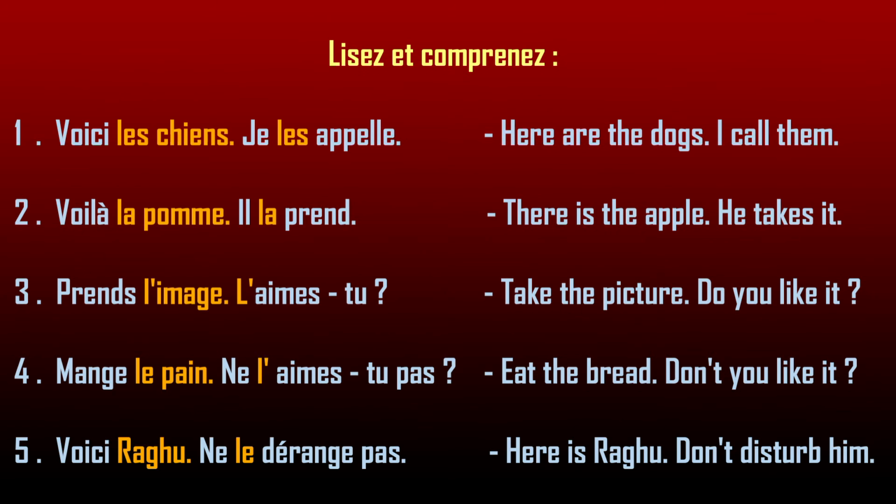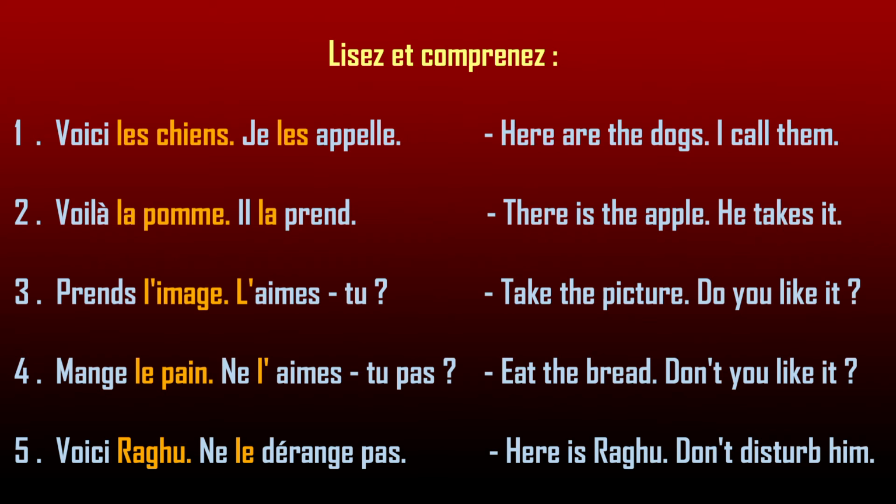Five more sets of sentences are given for a better comprehension. Lisez et comprenez. Read and understand. Number 1. Voici les chiens, je les appelle. Voici les chiens, here are the dogs. Je les appelle, I them call. That will be translated as I call them. Here are the dogs, I call them.